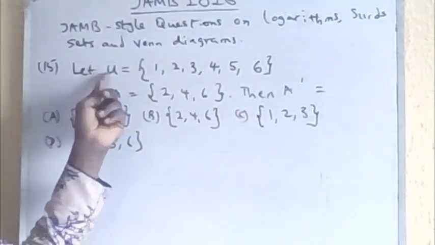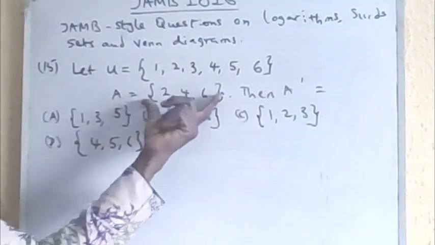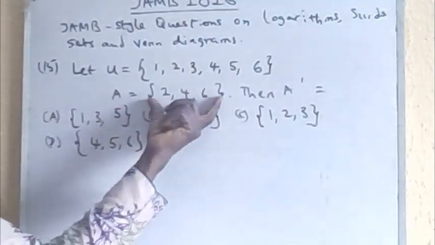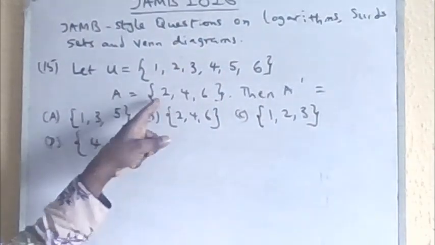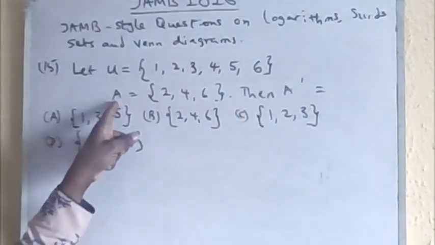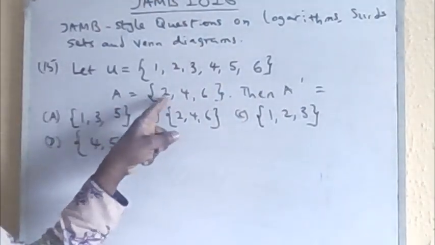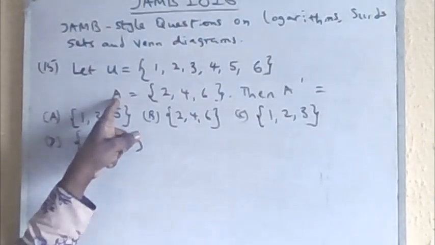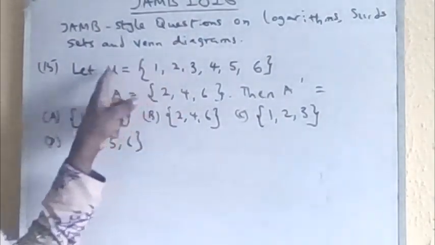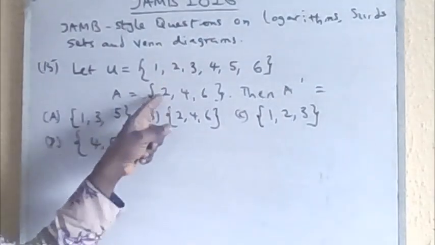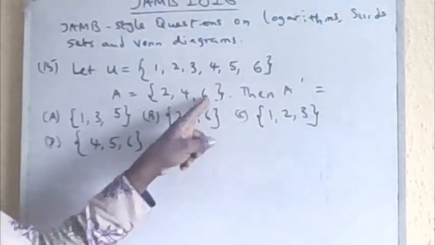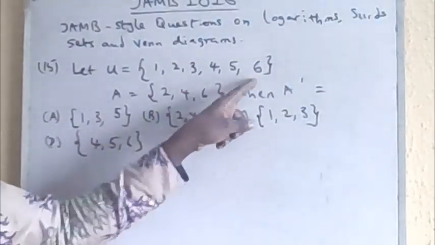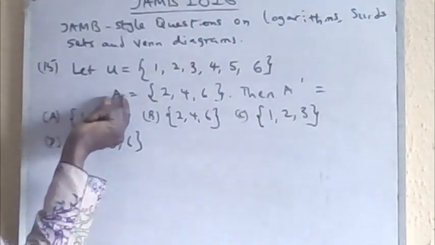And A is a subset of U. Why? Because everything inside A is inside U. Let's check. There's 2 inside set A, and this element 2 is also inside this universal set. So that means this and this correlate. 4 is inside A, and 4 is also in the universal set. And 6 is inside A, and 6 is also in the universal set. That means this one is a subset of this one.